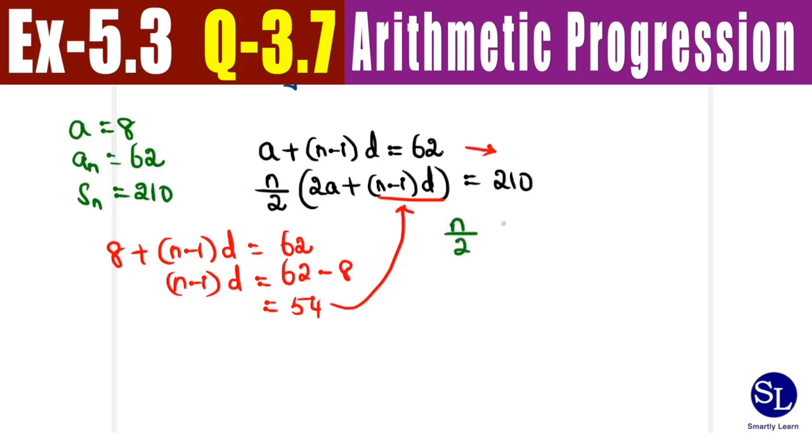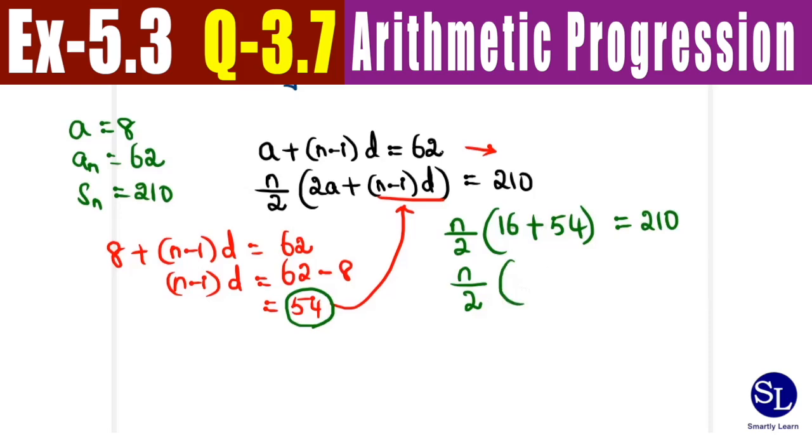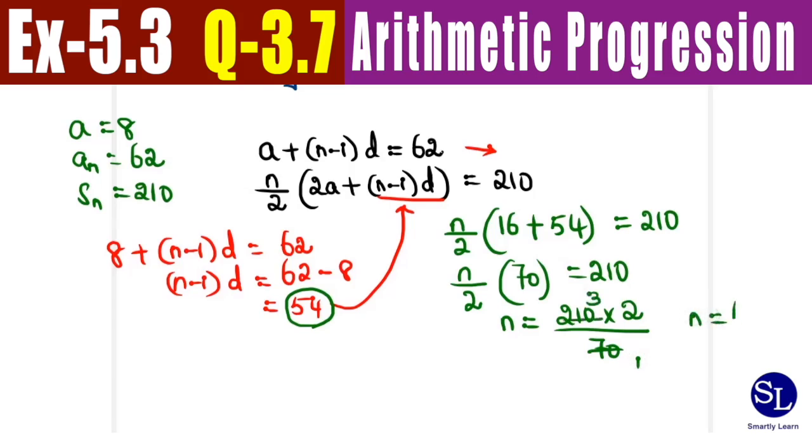So n/2, 2 × a is 8. So 2 × 8 is 16 plus (n - 1)d, we've just computed it as 54. I'm placing that value here, is equal to 210. So this is nothing but n/2 into 16 + 54, which is 70, which is 210. So the value of n is going to be 210 × 2 divided by 70. I'm just bringing it to the other side by simply flipping it. So this is 1 times 3 times. So n is equal to 6.